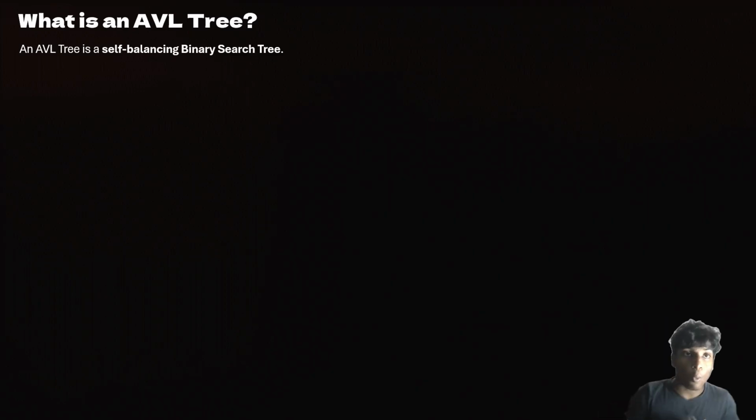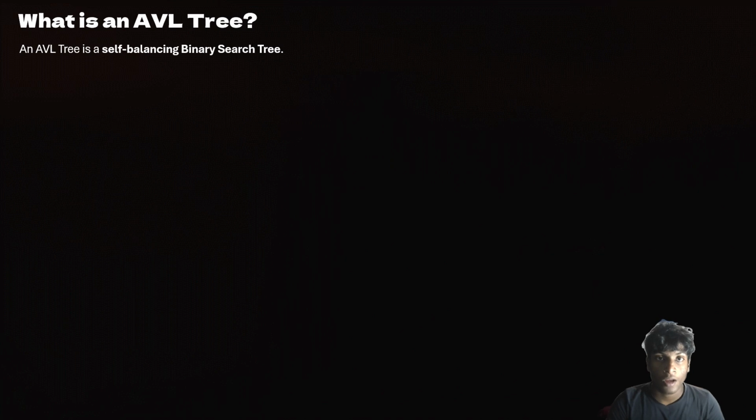Now let's talk about what is an AVL tree. An AVL tree is a self-balancing binary search tree. And in a binary search tree, the small values go to the left side and large values go to the right side. But sometimes a normal binary search tree becomes unbalanced. When that happens, searching becomes slower.